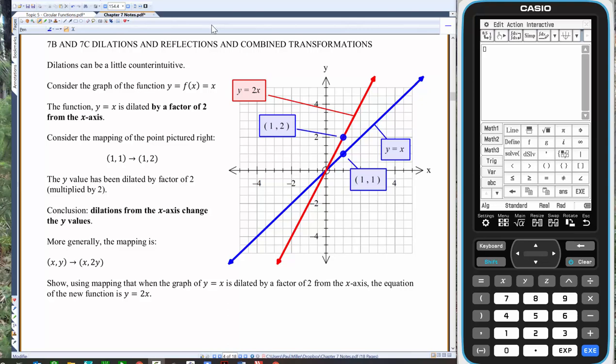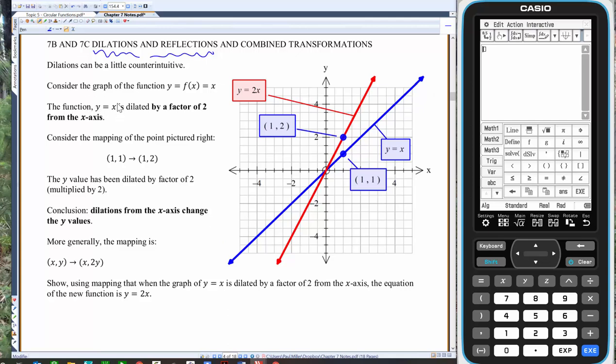Last lesson we looked at translations. Today we'll include dilations and reflections. We've seen these a little before, but let's up the ante a little bit now that we're in year 11. So what we've got to the right here is a function f of x equals x, the most basic linear function. That's that function there.